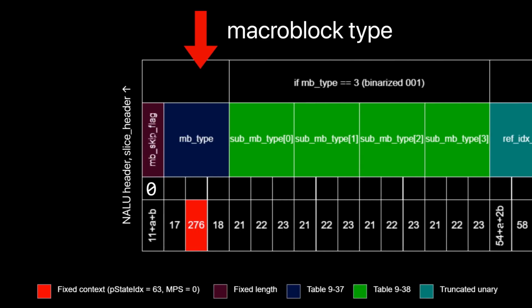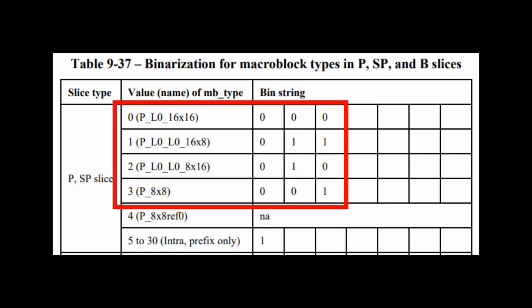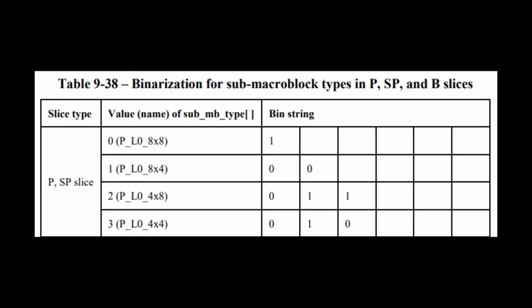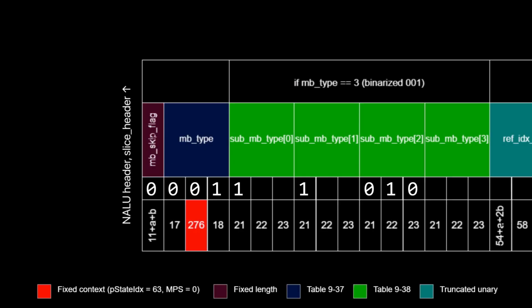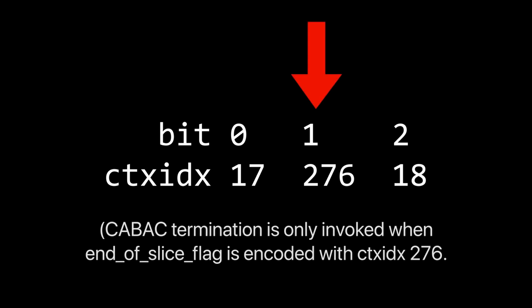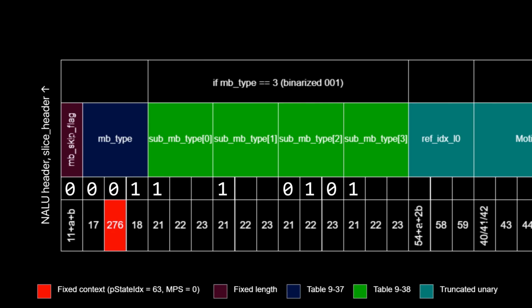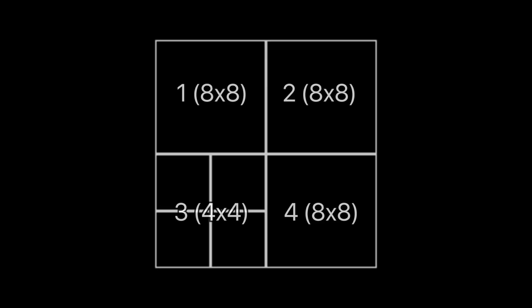Next, encode the NB type, and sub-NB type if NB type equals 3. Binarization is given in tables 9-37 and 9-38. For NB type, we will assign these context models to each bit: 17, 276, and 18. For the second bit, instead of CABAC termination, we'll encode it with normal CABAC, but we fix pStateIdx to 63 and the most probable symbol to 0. If needed, encode sub-NB type directly after using context model 21 plus bin IDX. We'll encode the 4 sub-NB types in this order.